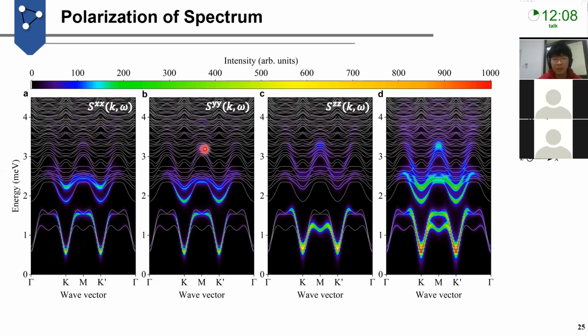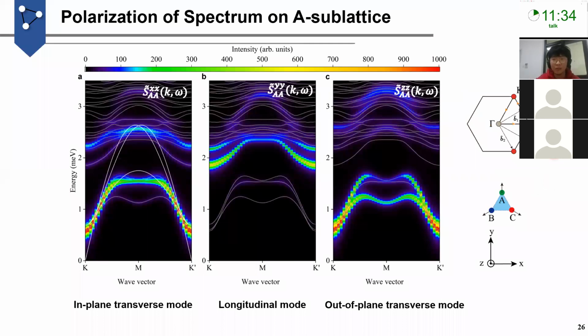This conclusion about the polarization of the spectrum can also be verified through polarized neutron scattering results. However, because the triangular lattice has non-collinear magnetic order, if you only measure along the x-axis and y-axis directions, the in-plane transverse mode and the in-plane longitudinal mode will hybridize, so you cannot classify them. To further clarify this problem, we calculated the sublattice polarization spectrum on the A sublattice.